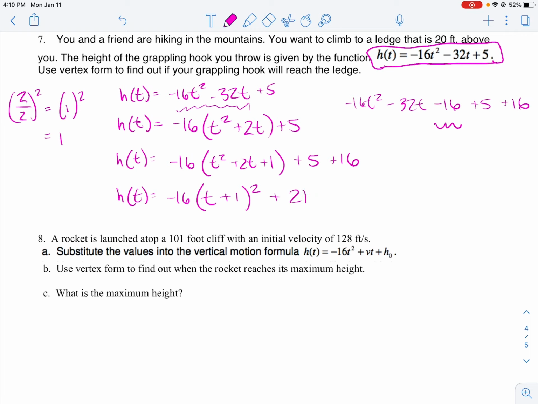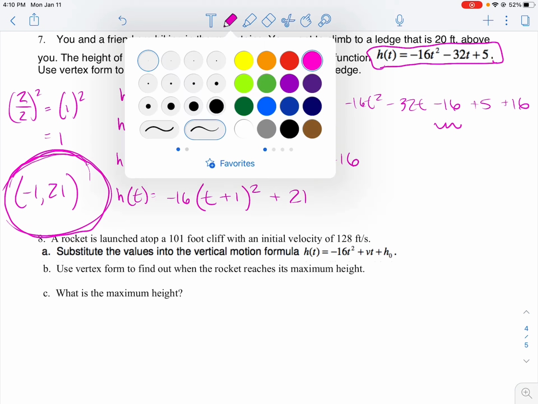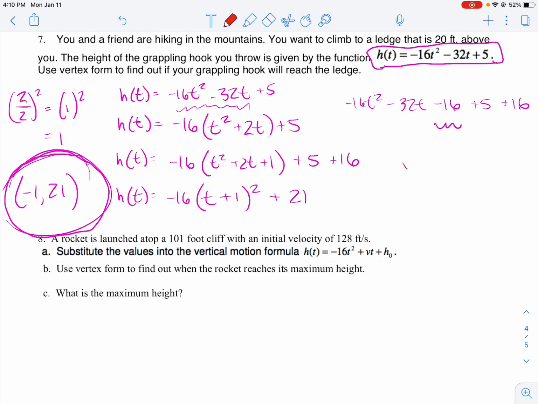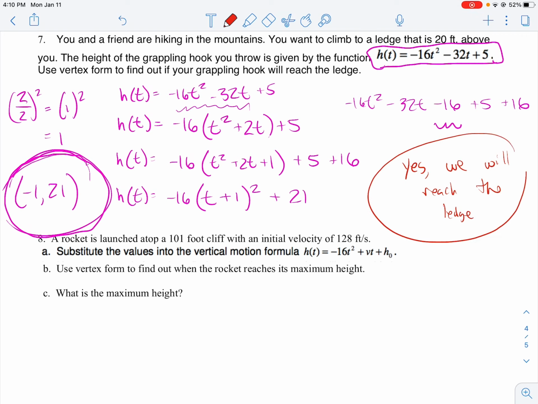And so the question's asking, now this is our vertex. Remember, our vertex here is just negative 1, comma 21. The question's asking: use vertex form to find if your grappling hook will reach the ledge. So this is the max height of our y value when I throw this grappling hook. Our max value is 21, and our ledge is 20. So we can say yes, we will reach the ledge, based off of this vertex form.